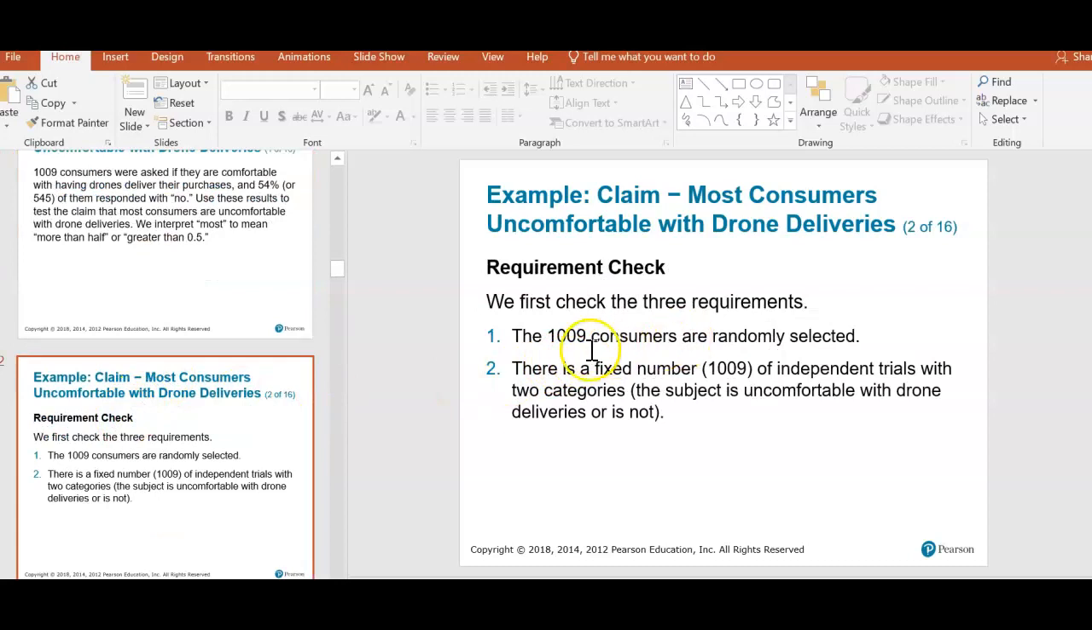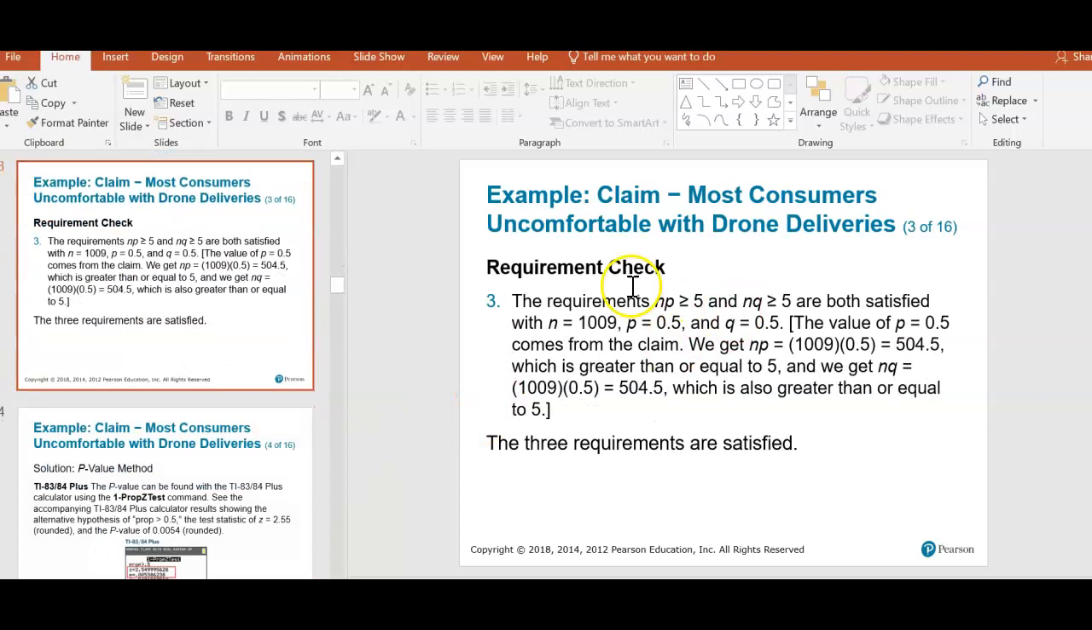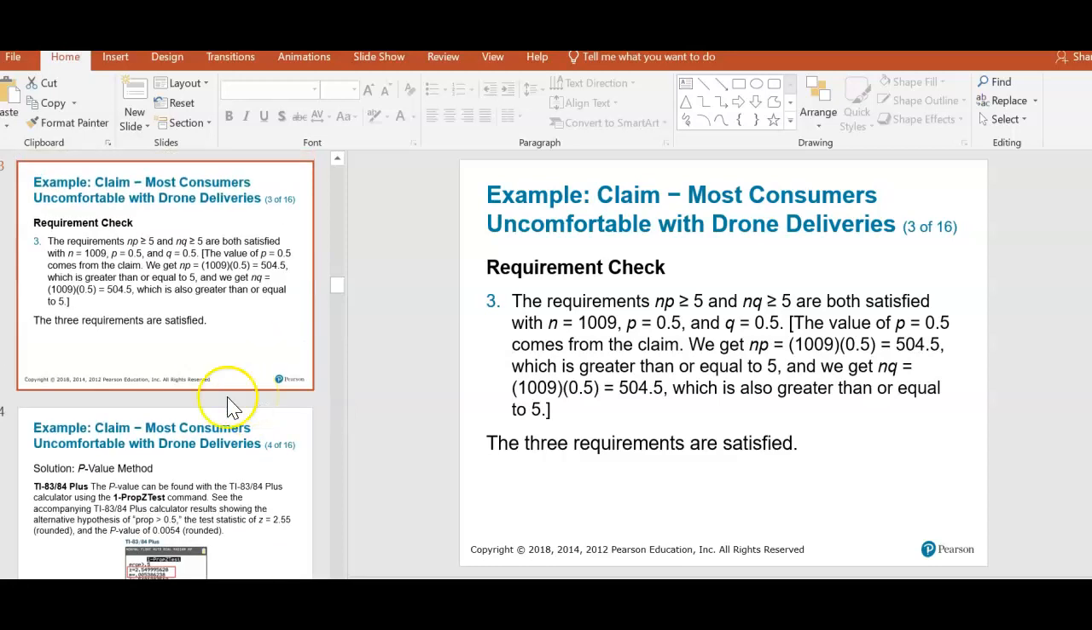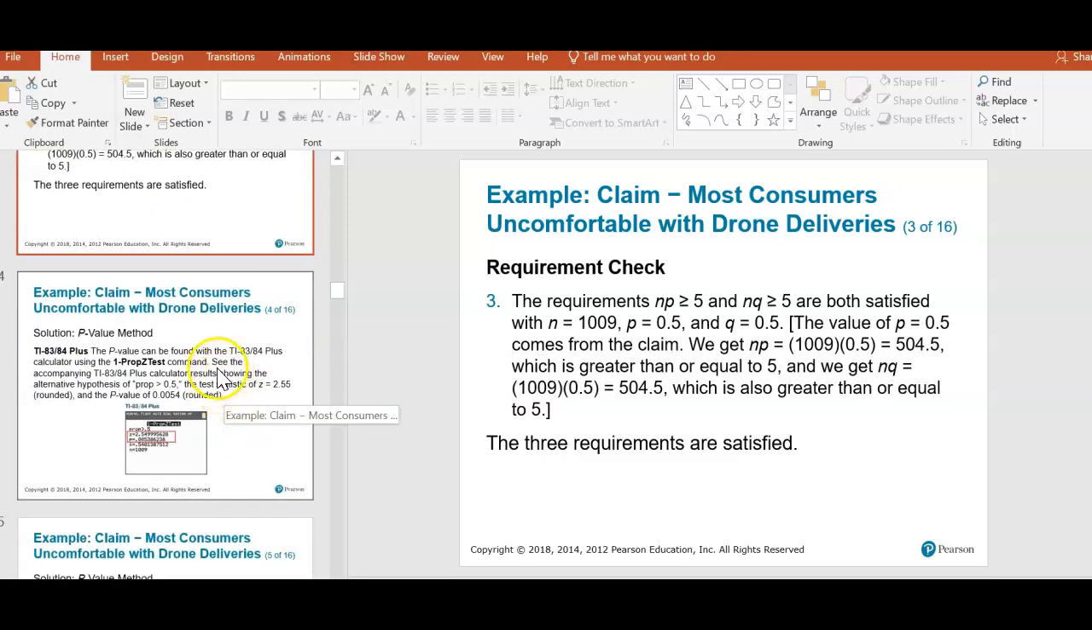So, do we meet the requirements? The 1,009 were randomly selected. There's a fixed number of trials that fit into two categories: they're uncomfortable or not. N times P is greater than or equal to 5, and N times Q is greater than or equal to 5. In this case, our N is 1,009, our P is 0.5, and our Q is 0.5. So those numbers are both much bigger than 5. They're about 500. So we are good to do what we want to do. So we can do the solution by the p-value method or the critical value method.